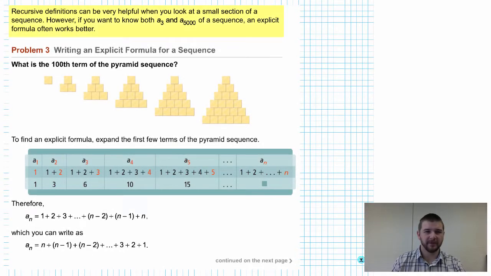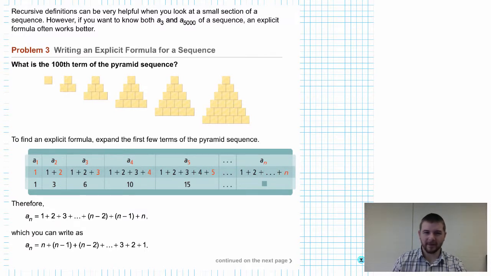Recursive definitions can be very helpful when you look at a small section of a sequence. However, if you want to know both a sub 3, the third term in the sequence, and a sub 5000, the 5000th term of a sequence, an explicit formula often works better. Problem number 3, writing an explicit formula for a sequence. The question asks, what is the 100th term of the pyramid sequence?